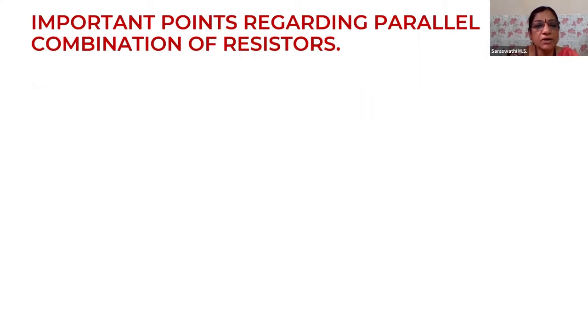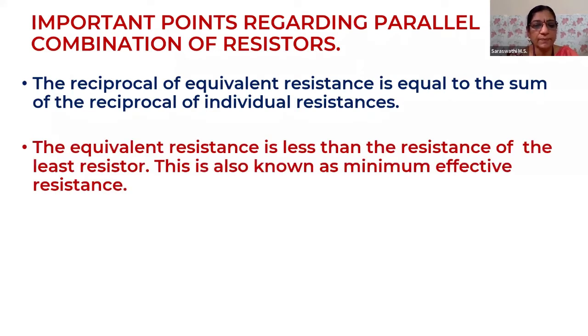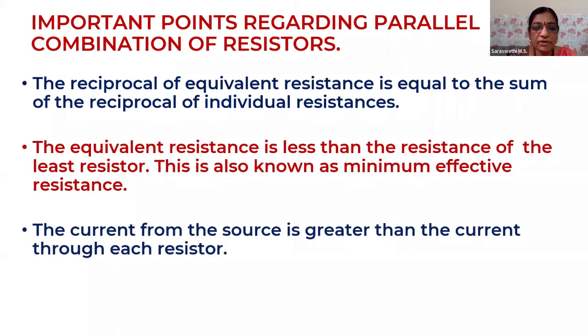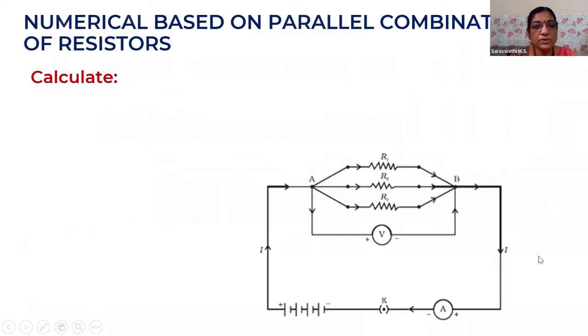Important points regarding parallel combination. The reciprocal of the equivalent resistance is equal to the sum of the reciprocals of individual resistances. So 1 by Rp will be equal to 1 by R1 plus 1 by R2 plus 1 by R3. And always the equivalent resistance is less than the least resistance. This is known as minimum effective resistance. The current from the source is greater than the current through each resistor. So the total current will be greater than the individual currents that flow through the resistors. Potential difference is going to be a constant in a circuit.